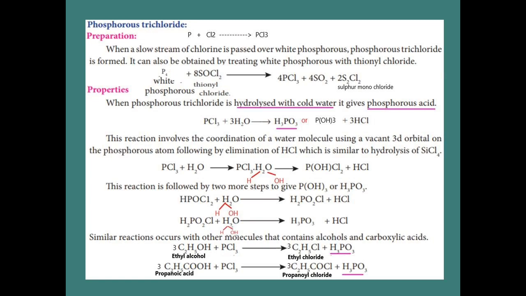The same way, in ethyl alcohol, each OH is replaced by chlorine so that we get phosphorus acid. The chlorine occupies the place of the OH group attached to C2H5, and we get ethyl chloride. So we get 3 moles of ethyl chloride. Then in propionic acid also, chlorine replaces the OH, and the OH goes to the Cl place, so we get phosphorus acid along with CH3CH2COCl, that is propanoyl chloride. We get 3 moles of propanoyl chloride.